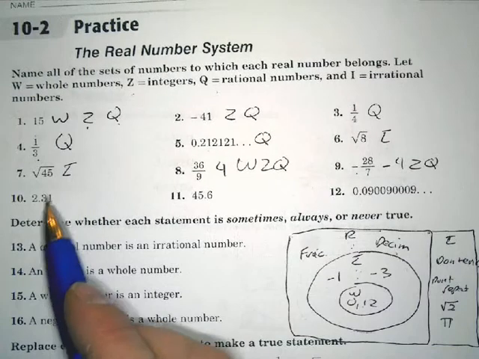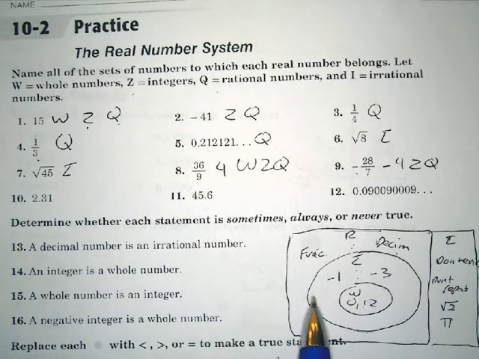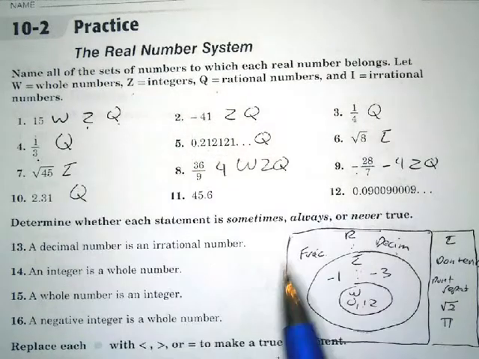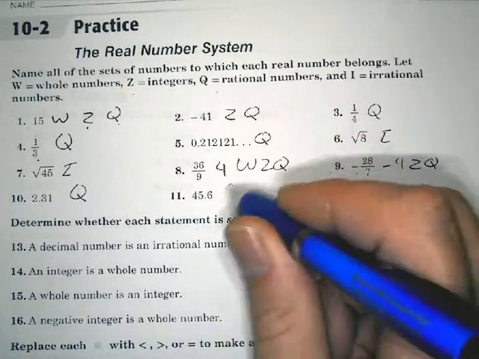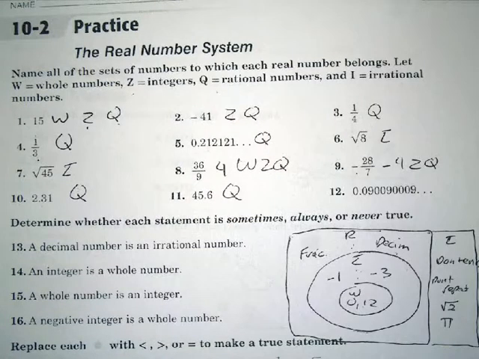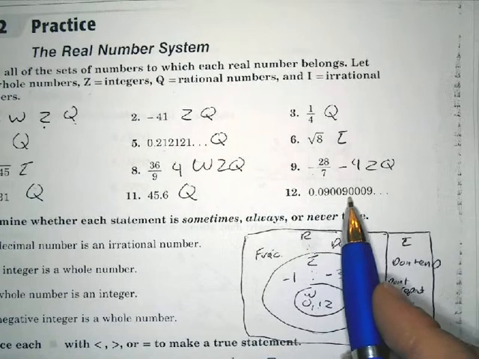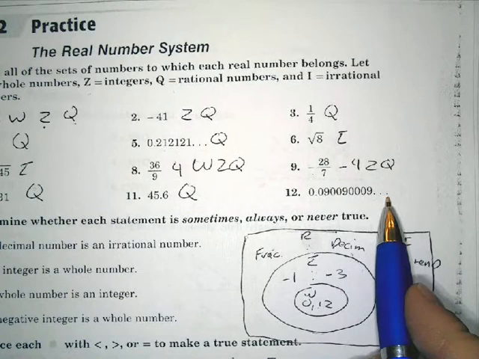2.31 is a decimal. It terminates, so we would be in this section, the rational numbers, so that would be Q. Another decimal, it ends, that would be Q. The last one, if we look at the pattern, 0.09009009, this one will keep going forever, it will not repeat, and it will not end, therefore it will be an irrational number.